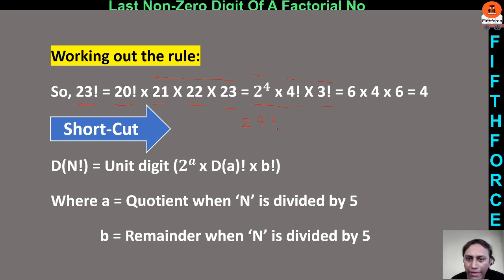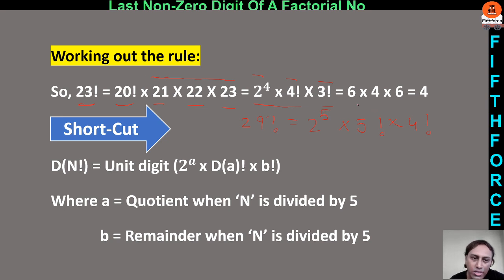So 29 divided by 5, quotient must be 5, so it must be 2 power 5 into 5 factorial, then into what is the remainder? 29 divided by 5, remainder is 4, right? Into 4 factorial, right? So not just 5's multiple, we can find out any number, any factorial number.